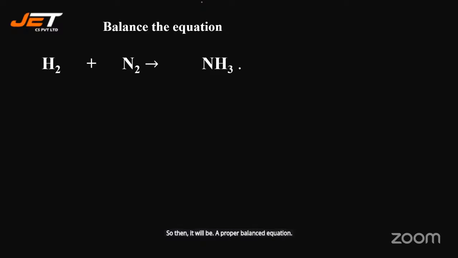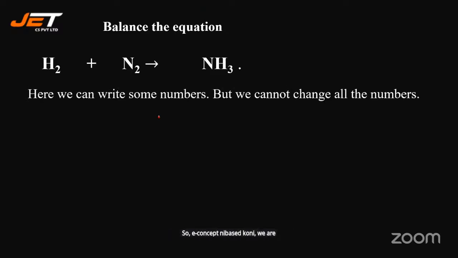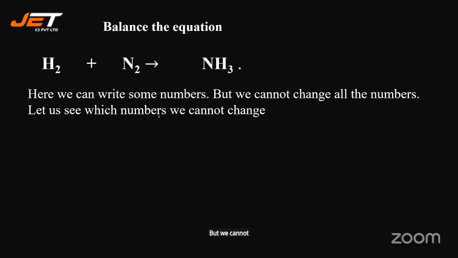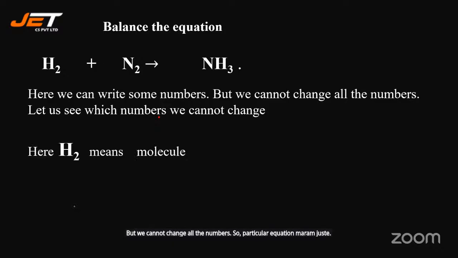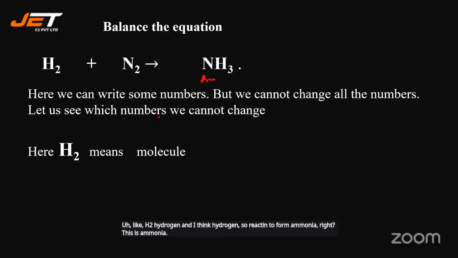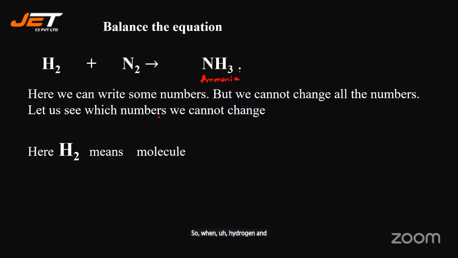So ఈ కాన్సెప్ట్ ని బేస్ చేసుకొని we are moving further. So here we can write some numbers, but we cannot change all the numbers. So ఇక్కడ particular equation మనం చూస్తే like H2 hydrogen అనేది nitrogen తో react అయింది to form ammonia, right? This is ammonia. So when hydrogen and nitrogen is reacting together to form ammonia, here what is the number you cannot change? So here you can see a subscript, right? This is called as subscript.